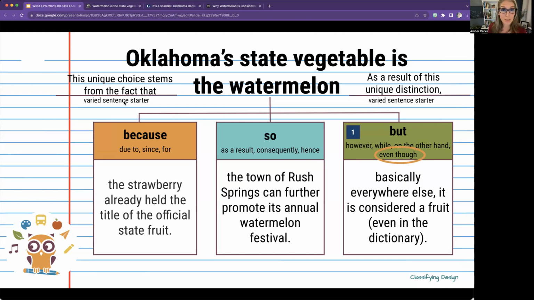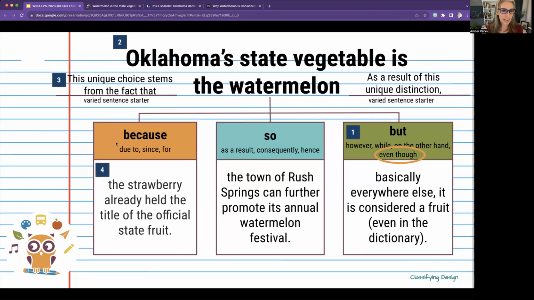So the first one, I'm actually going to move over here to the but column and look at starting with one of my favorites, which is even though. So if we said, even though basically everywhere else it is still considered a fruit, even in the dictionary, then that becomes a fabulous transitional phrase at the beginning of a sentence that can then launch us into going up here to number 2. So even though basically everywhere else it is considered a fruit, even in the dictionary, Oklahoma State vegetable is the watermelon.